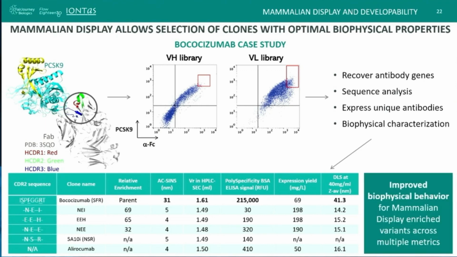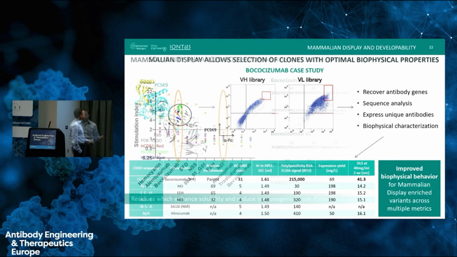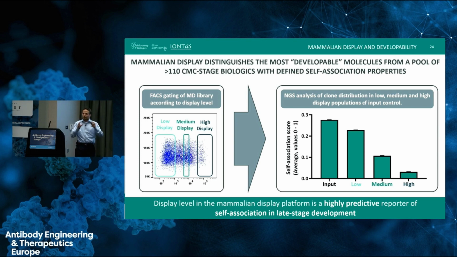Okay, so overall, we see improved biophysical behavior from the display-enriched variants across multiple metrics. And the main point I want to make here is that lots of these assays, and there are various different ones available, require you to purify a reasonable amount of protein. The throughput of them can be tens for the most discriminating, maybe hundreds for things like AC-SINs, if you have some automation. But this allows us to look, we hope, at meaningful biophysical properties, not on the level of tens or hundreds, but on the level of millions and tens of millions, and to do so simultaneously with the binding properties.